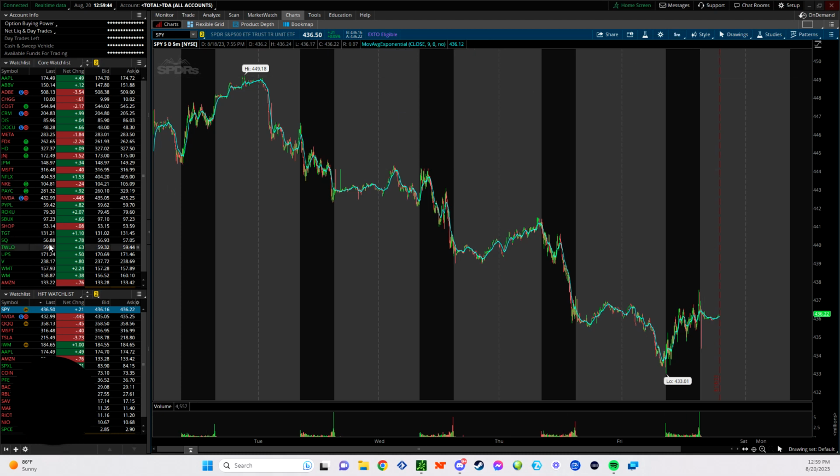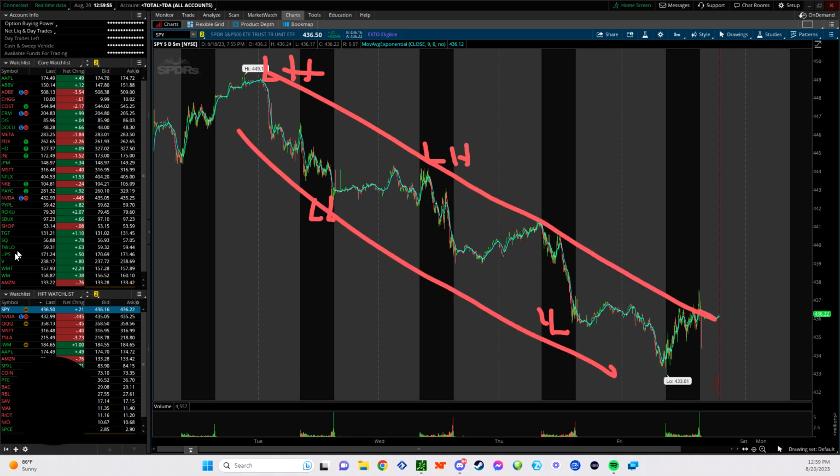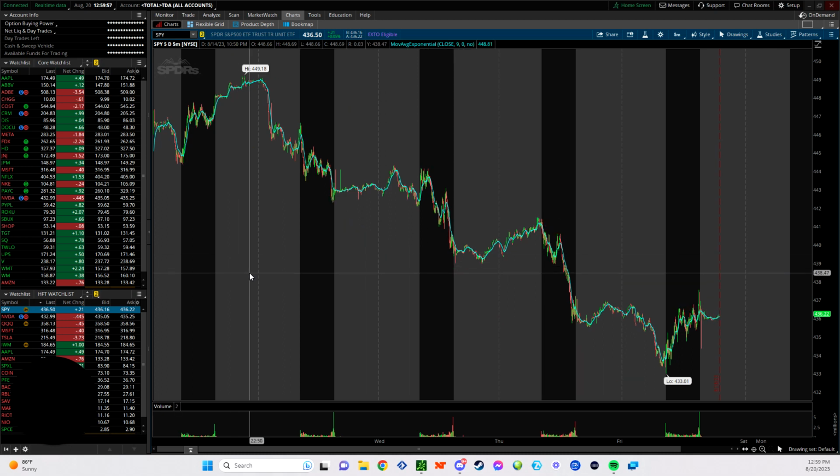Market structure is telling us that this is a lower high, this is a lower low, this is a lower high, this is a lower low, right? That's telling us that we're in a downtrend. First thing off the bat, you always want to see your trend, because your trend is your friend. Do not try to fight the trend.